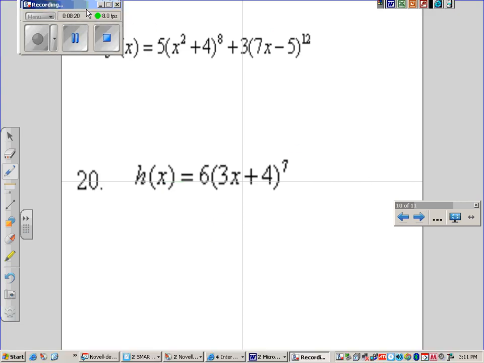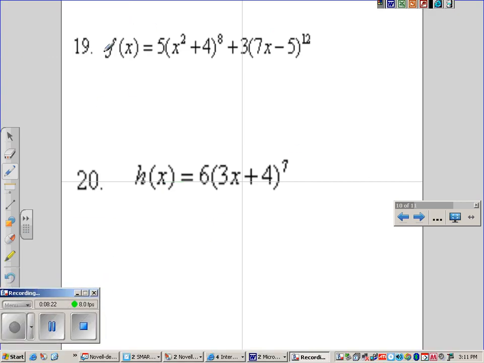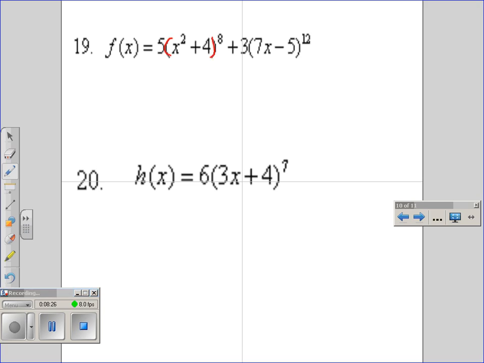Okay, last 2 problems. We have number 19, chain rule going on. So our outer function here is the 8th. Outer function here is the 12th. So bring down the 8, multiply it by the 5. So we get 40. Lower the exponent by 1, so it's 7. Don't chew the chocolate, but then multiply times the derivative of the inside, which is 2x. And a plus, like 2 separate problems, you're just adding them together.